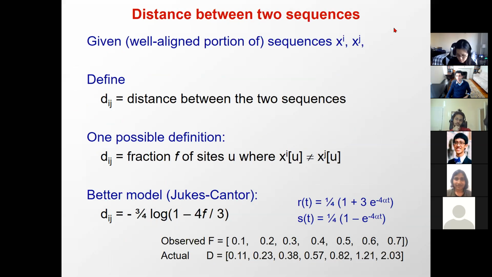So let's see who's with me so far on the back mutation estimation and on the correction for why the actual number of occurred mutations is higher than the observed number of substitutions.